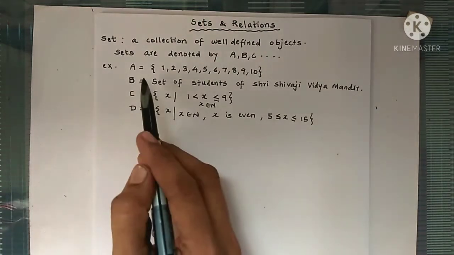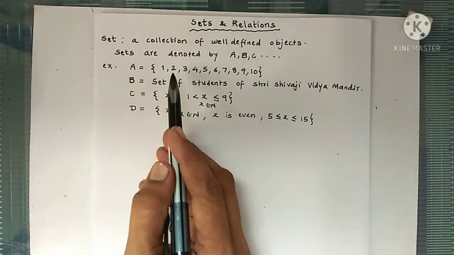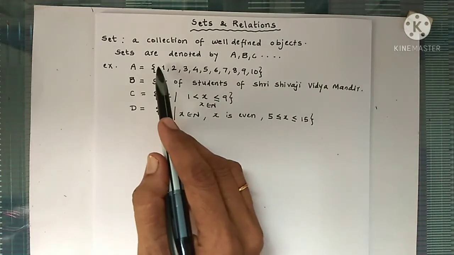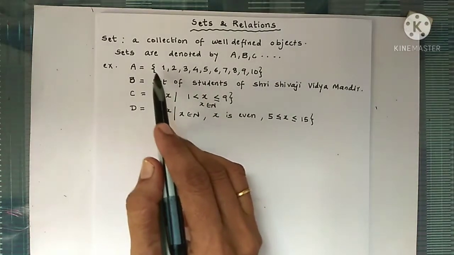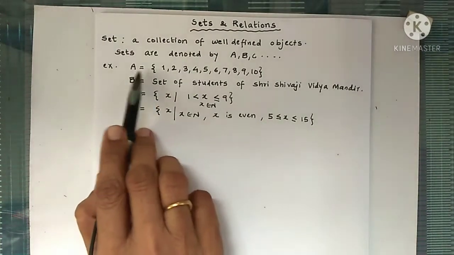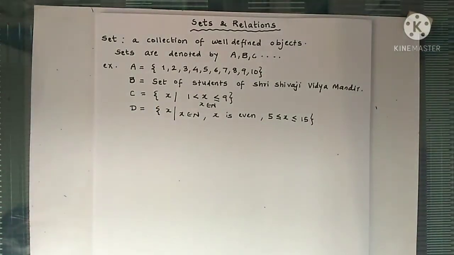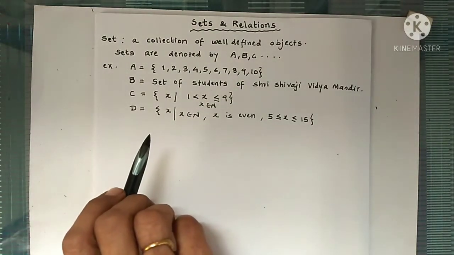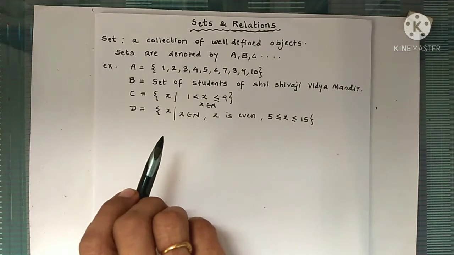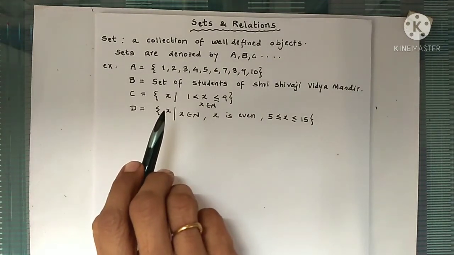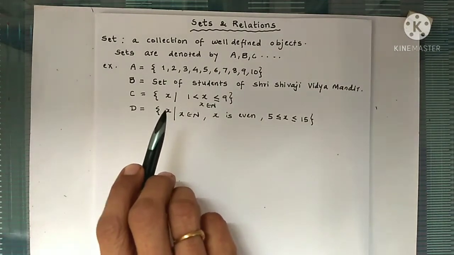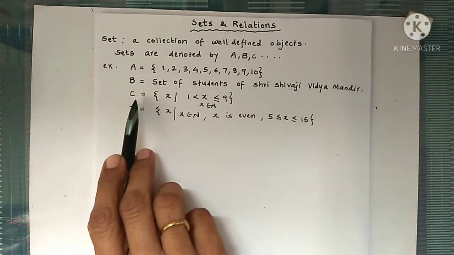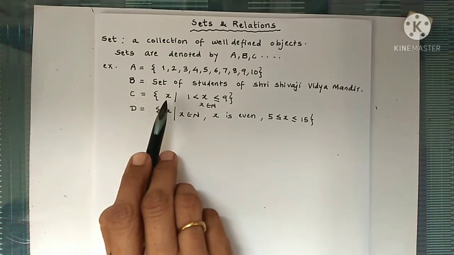So here, set A is a set of natural numbers from 1 to 10. I have listed all the elements, and these elements are enclosed in curly brackets, and this set is denoted by capital letter A. The second set is the set of students of Sri Shivaji Vidya Mandir. Here all the elements are not listed, we have just written that it is a set of all the students.